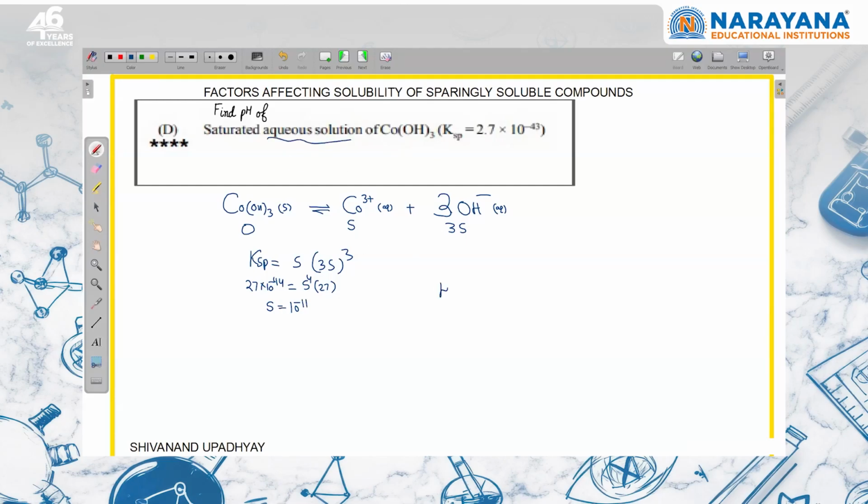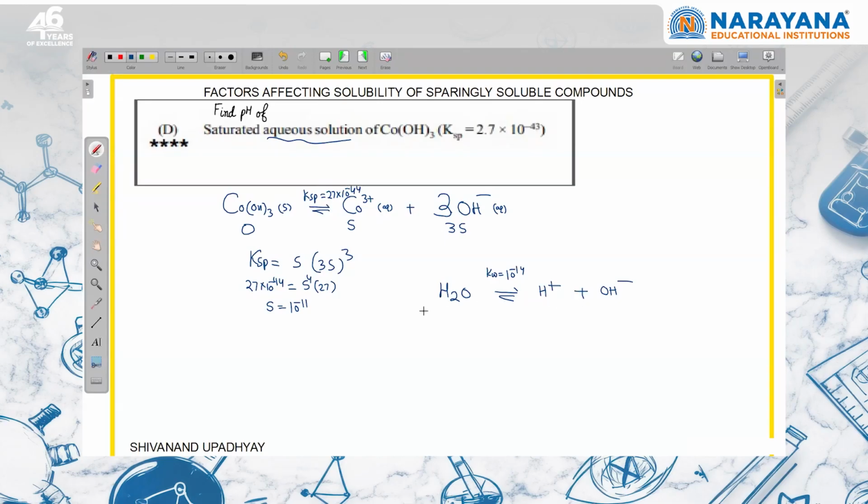Water is also there, and the equilibrium constant of water here is greater than the equilibrium constant of this, because KSP of this is 10 to the power minus 43. So the effect of common ion will be more on this, and the effect of common ion will be less on this. I'm discussing this on the basis of the equilibrium constant. Kw for water is 10 to the power minus 14, and KSP is 27 into 10 to the power minus 44. So the common ion effect will be more on this and less on this.